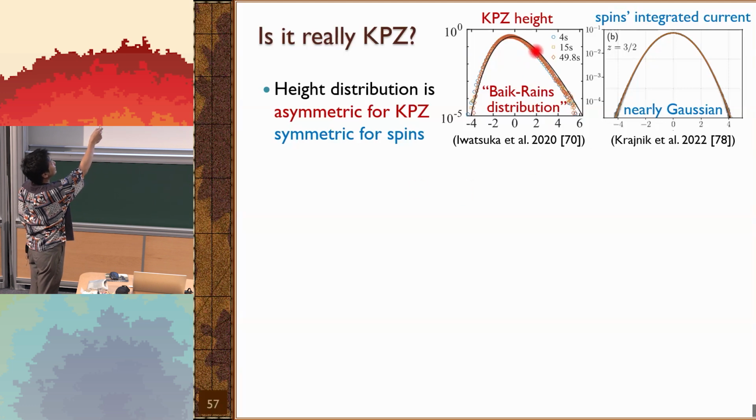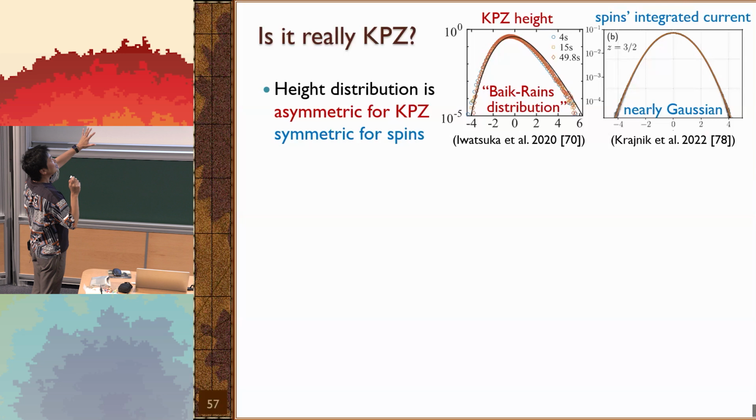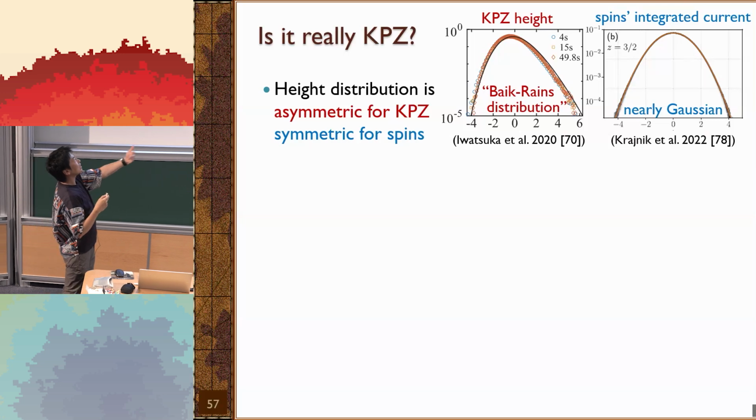For the stationary state, if you look at the height distribution, it is a Baik-Rains distribution, and it has an asymmetric shape. But for the spin, the corresponding quantity is the integrated current of the spin. If people take a histogram of this quantity, it is a completely symmetric distribution, as it should be. So the one-point distribution is totally different, and higher order quantities are also different.